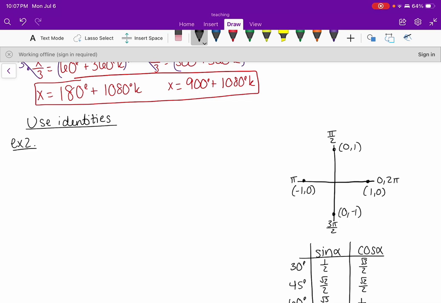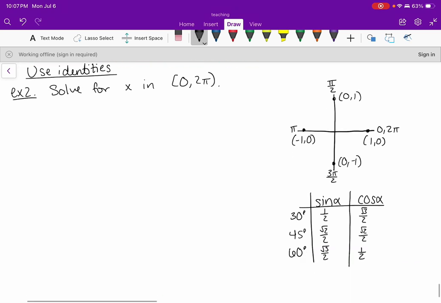For the first one, I'm just going to say solve for x in the interval 0 to 2 pi. So we're just going to do one rotation around the circle. For our first one, we're going to see sine squared x plus sine 2x plus cosine squared x equals 0.